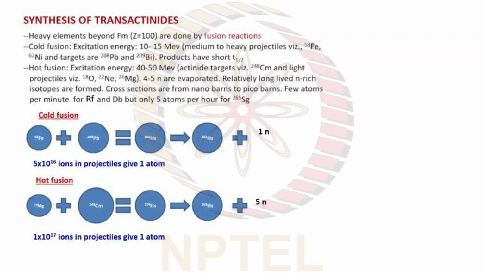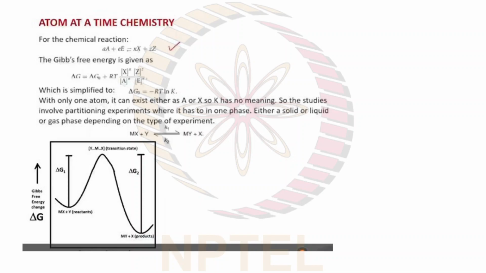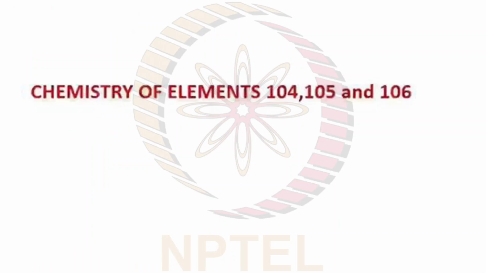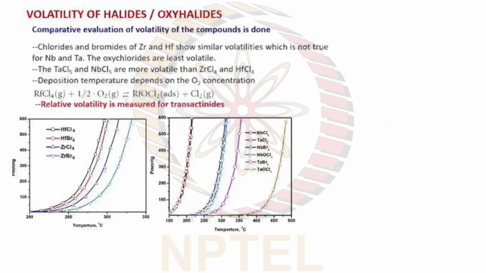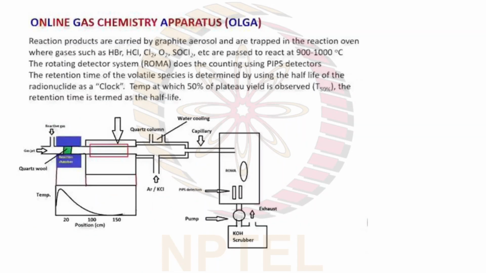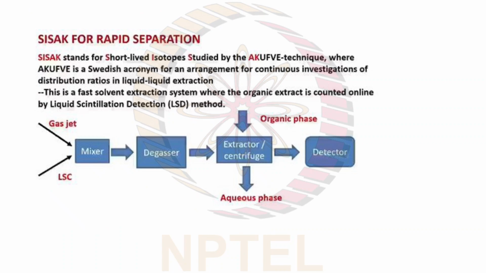Synthesis of transactinides: heavy elements beyond Z equal to 100 are made by fusion reactions, cold fusion and hot fusion. Experimental setup, atom-at-a-time chemistry, relativistic effects, direct and indirect, spin orbit splitting. Now the chemistry of 104, 105 and 106: halides, oxyhalides, thermochromatography, isothermal gas chromatography, online gas chemistry apparatus, ARCA, SISAK for rapid separation.